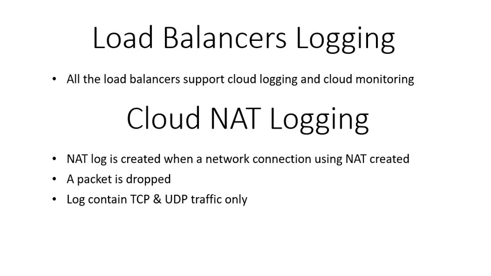And next is Cloud NAT logging. Cloud NAT log is created when a network connection using NAT is created. Suppose you have set up a NAT gateway or something like that for reaching the internet from private VMs. As soon as the network connection is created, NAT logging is also created. It is also logged if any packet is dropped, and the log contains TCP and UDP traffic only. You can check this in the Log Explorer for Cloud NAT logging.